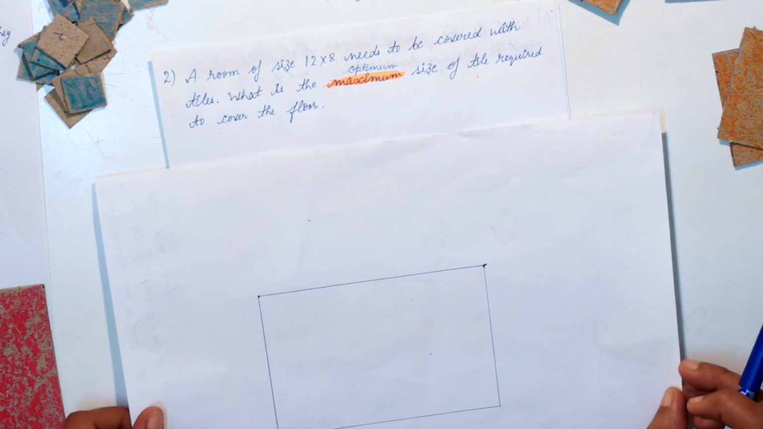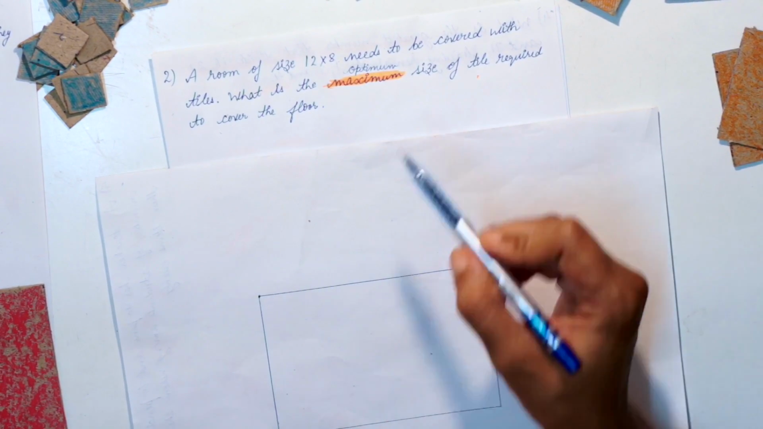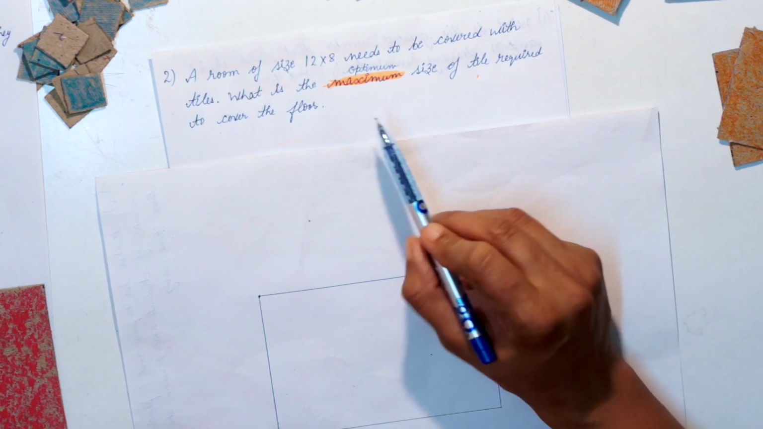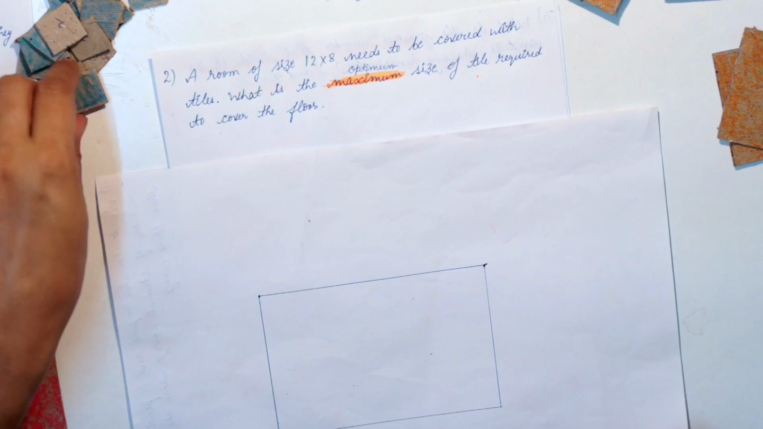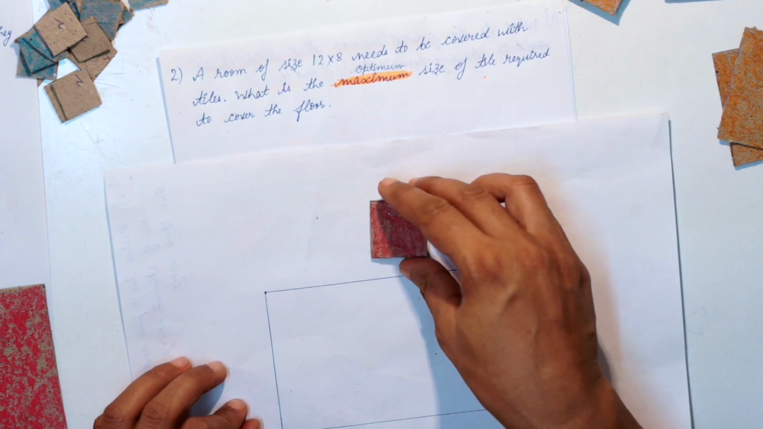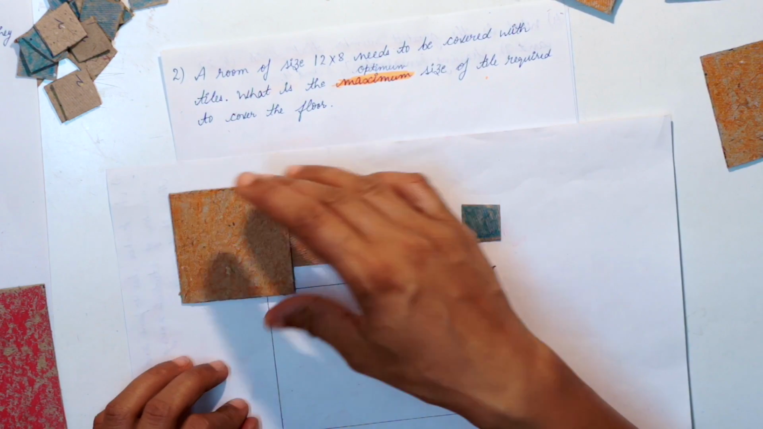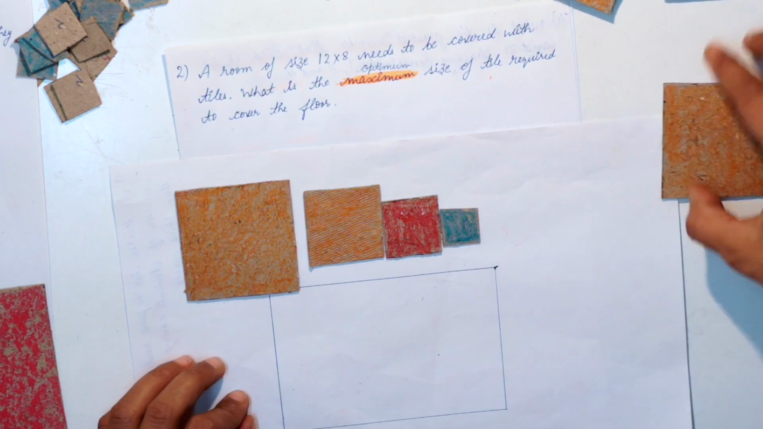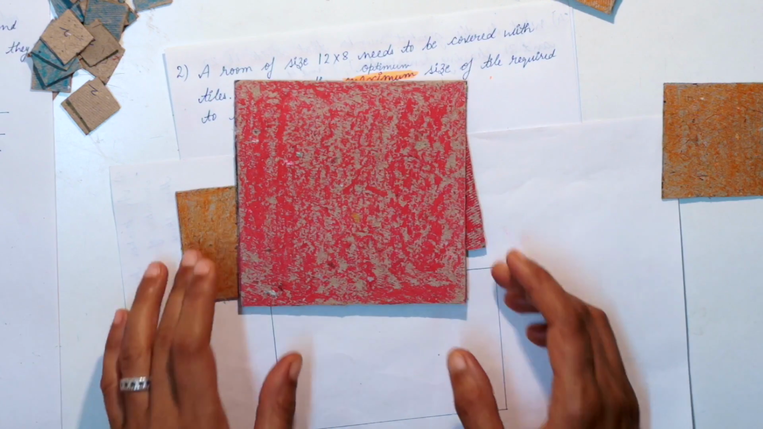Let's do an activity. There is a room of size 12 by 8. It needs to be covered with some tiles. So what is the optimum size of tile required to cover the floor? I have few tiles. I'll show you. This is 2 by 2. This is 3 by 3. 4 by 4. 6 by 6. Then I have 8 by 8 and 12 by 12. So I have all these sizes.